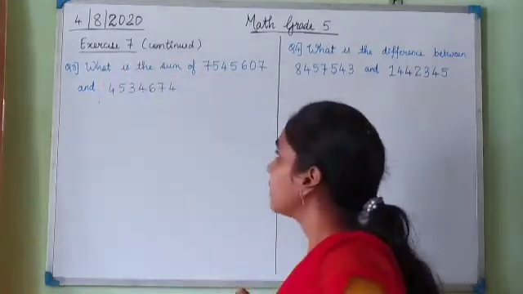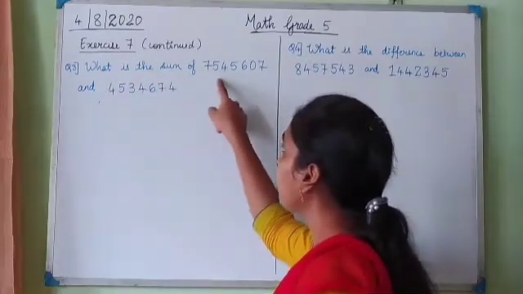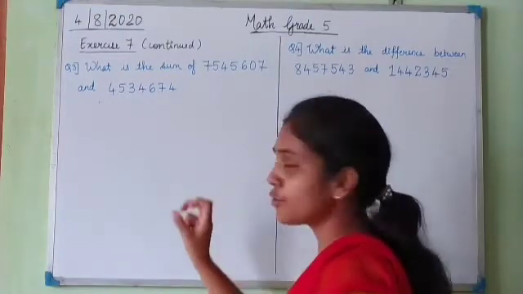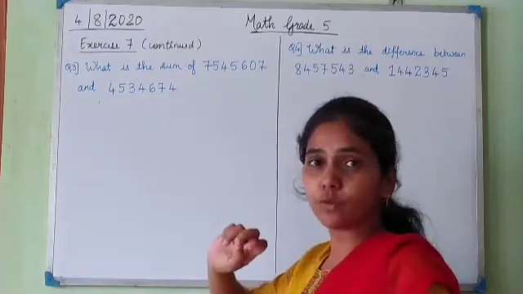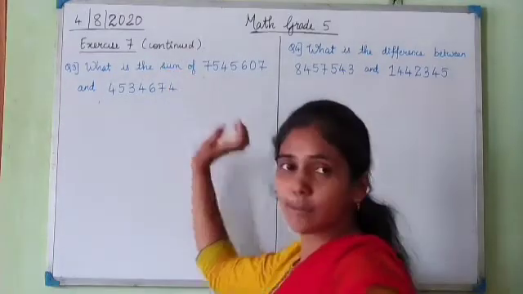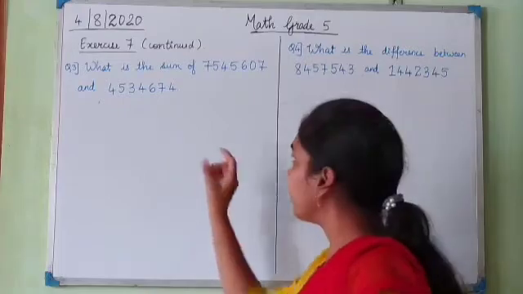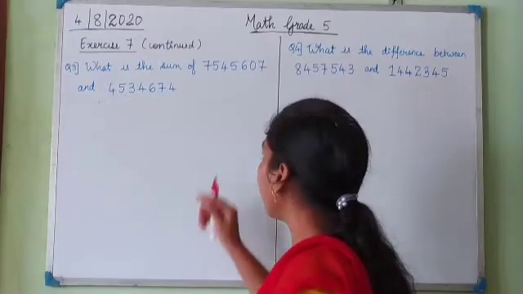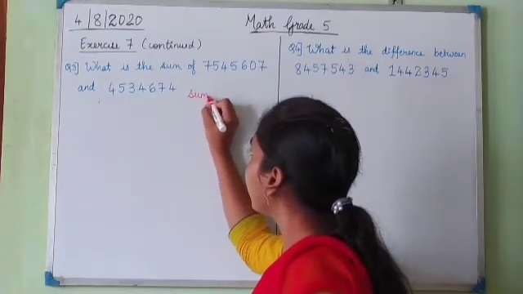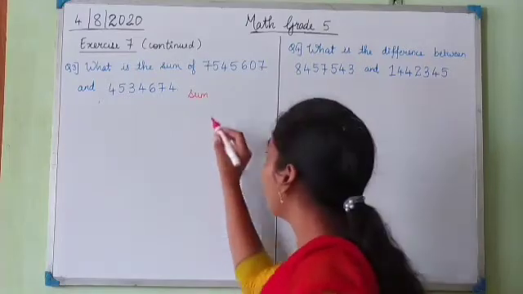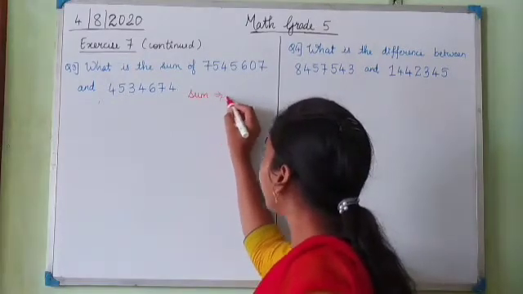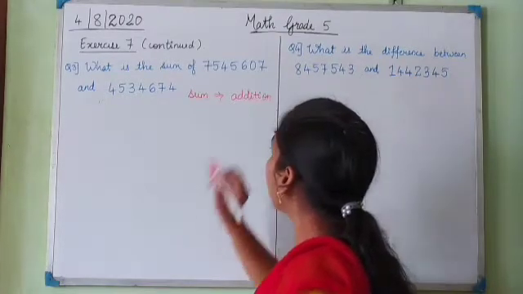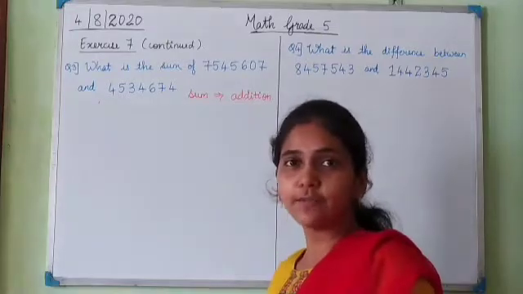So question 3 is, what is the sum of this number and this number? Here something is asked of us, something we have to find. What do we have to find? We have to find the sum. In words, if the name sum is given to us, then what does it mean? Sum means addition. So if we are told to find the sum of 2 numbers, then we have to add them. So sum means addition. Here we have to add these 2 numbers which are given to us.